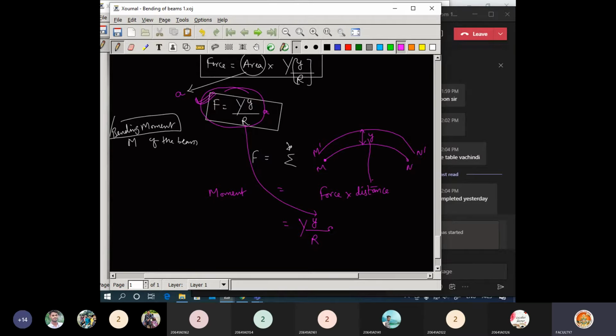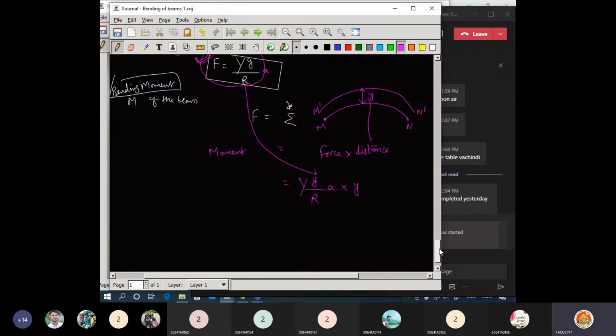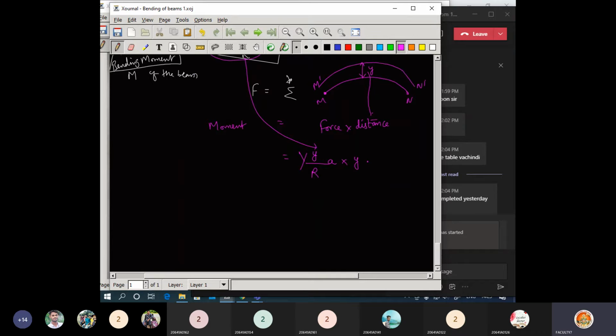The area we are considering is small a, and the distance is y. Now rewrite the equation. You can rewrite this as capital Y by capital R into A into y square. Here A is only a small area we are considering.